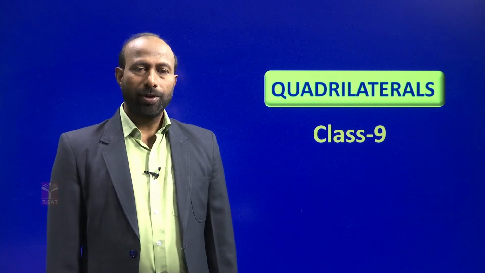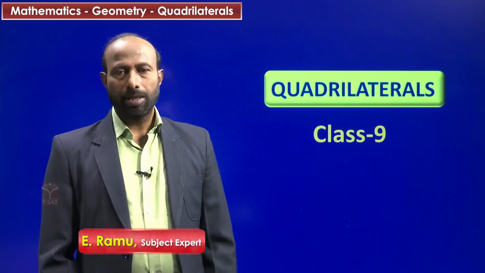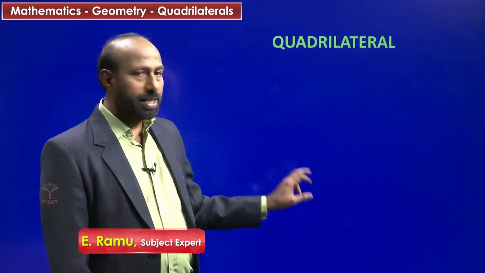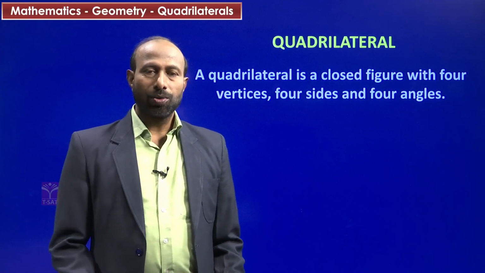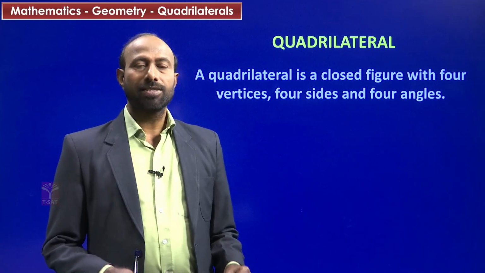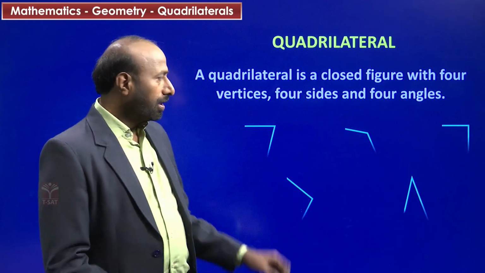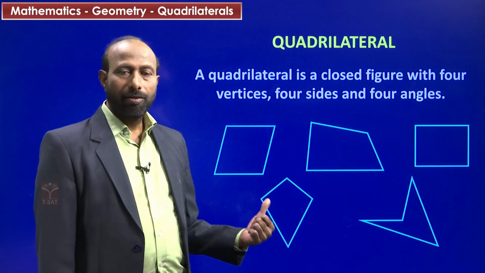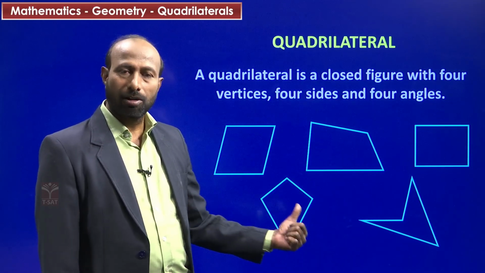In this class, we are going to learn what is a quadrilateral and what are the types of quadrilateral. So, let us see the definition of quadrilateral. A quadrilateral is a closed figure with 4 vertices, 4 sides and 4 angles. So, here we can see various types of quadrilaterals. All these shapes represent quadrilaterals.